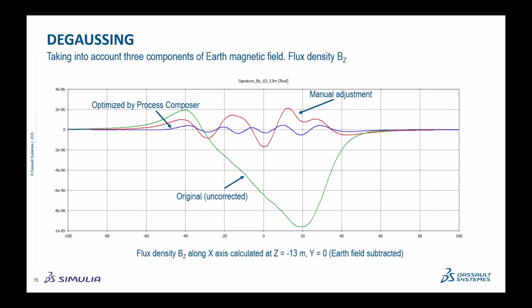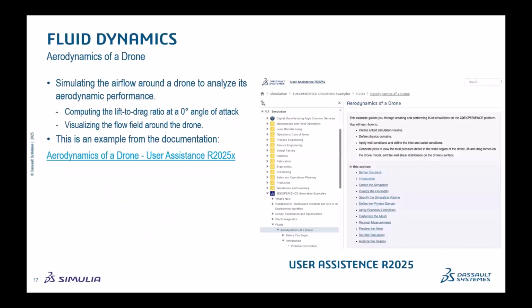The red line is what I managed to achieve playing manually and trying to improve it, starting from the green line, which is the initial signature. And the blue one is what optimization process composer allowed me to achieve. So in this case, the ship wouldn't be visible to mines, because the magnetic field will become almost uniform anyway around the ship. Then there is another more exciting thing with fluid dynamics.